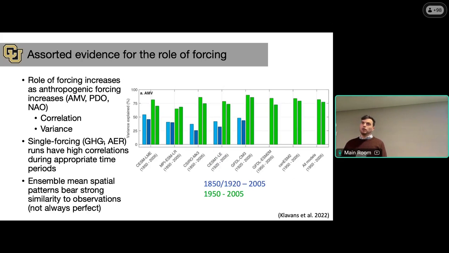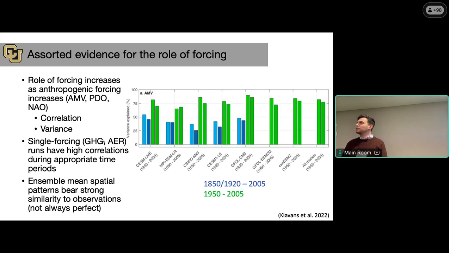And then finally, the ensemble mean spatial patterns do bear a similarity to the observed spatial patterns of these decadal modes, especially for the AMV. The NAO is okay, and the PDO has some weaknesses there, but it does inspire confidence that we're not looking at something completely random.